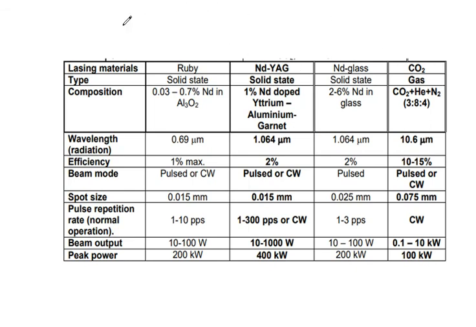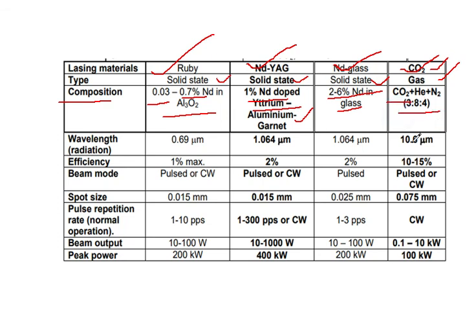So in this particular slide you can see Ruby, Nd YAG, Nd glass, CO2. These are the various types of laser. Now what is the type of each? Ruby is solid state, Nd YAG is also solid state, Nd glass is also solid state, and only CO2 is gas. What is the composition for Ruby? 0.03 to 0.07% Nd in Al2O3, and for Nd YAG, 1% Nd doped yttrium aluminum garnet. For Nd glass, 2 to 6% Nd in glass, and for CO2, carbon dioxide, helium and nitrogen in the ratio 3:8:4.